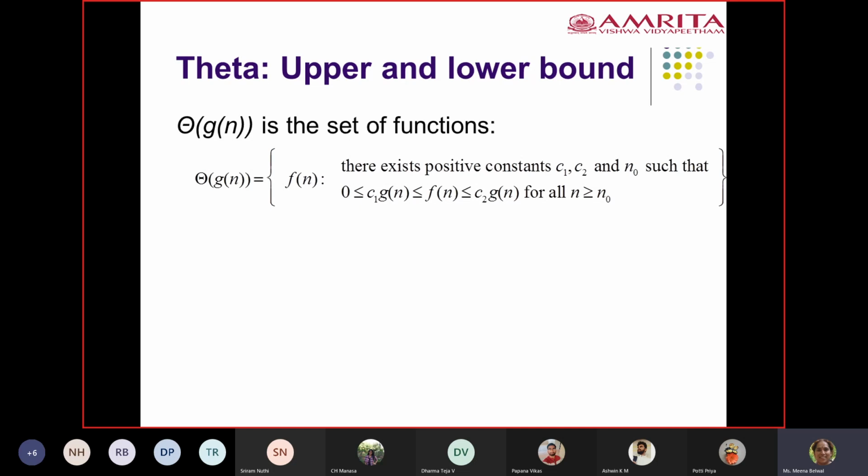Then we talk about theta. Theta is another notation that combines upper and lower bound. So theta tells you about upper and lower bound, but as we discussed before also, if you want to say that something has a lower bound with the same function and an upper bound also with the same function.